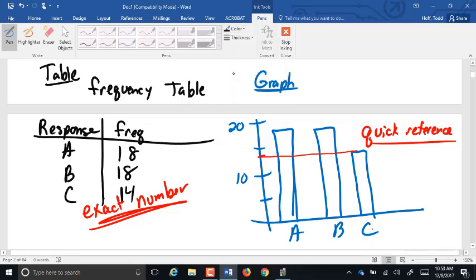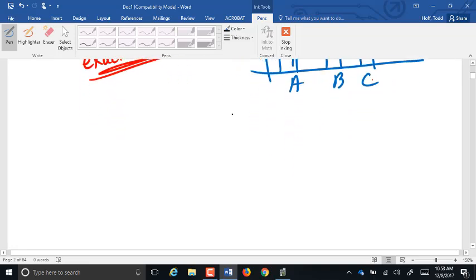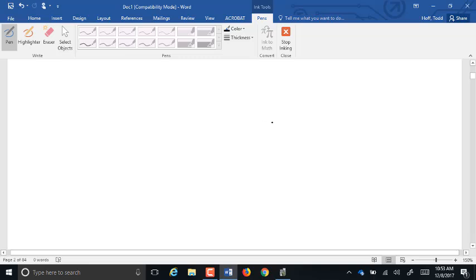So that is summarizing the data visually, graphically. What we want to spend most of our time on today is summarizing data numerically. To make sense of how we summarize it numerically, we need to talk about data distributions.